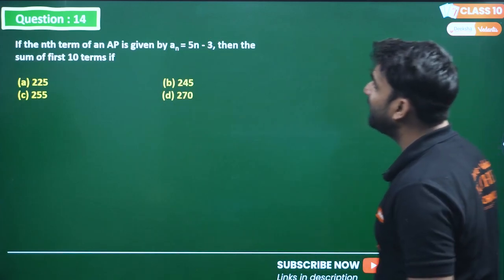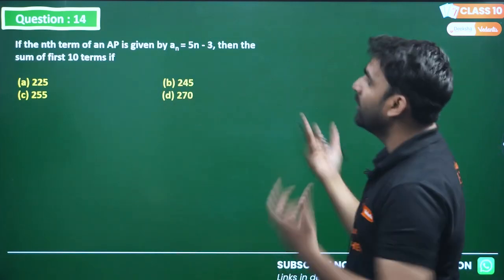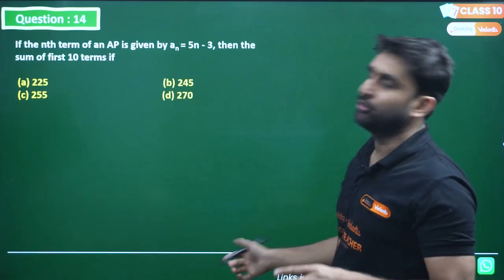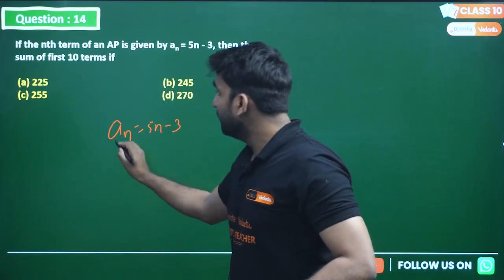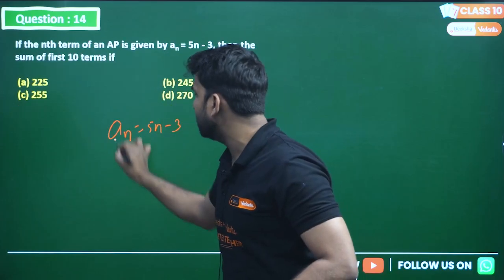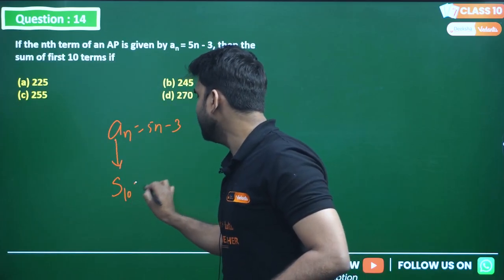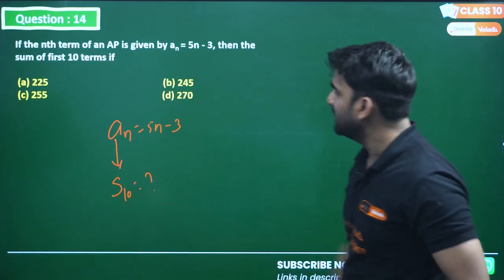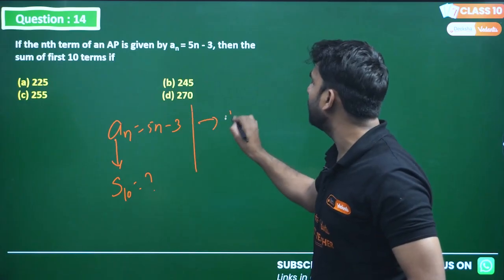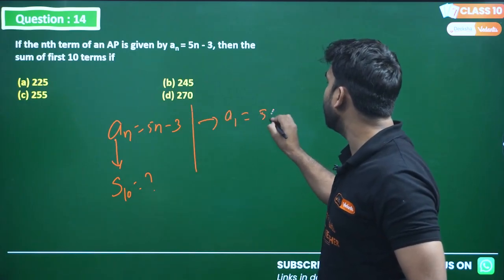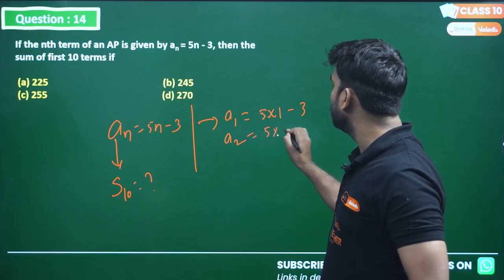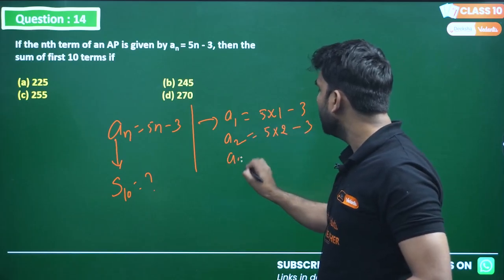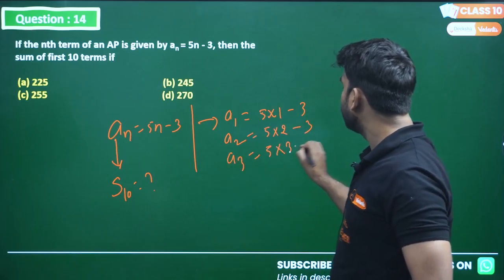Moving to the next question. If the nth term of the AP is given to you as 5n minus 3, we have to find the sum of 10 terms. What will be S10? Come on, what will be S10? So if the nth term is given to you, find the AP. For A1 we need to put n as 1, for A2 we put n as 2, and similarly for A3 we put n as 3. Now find the result.